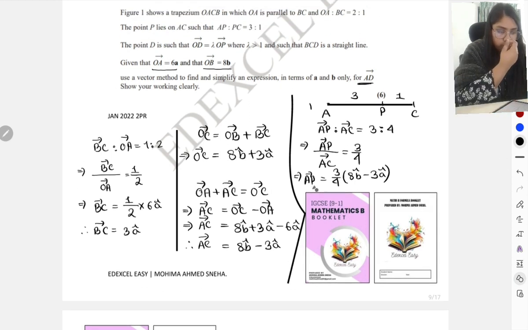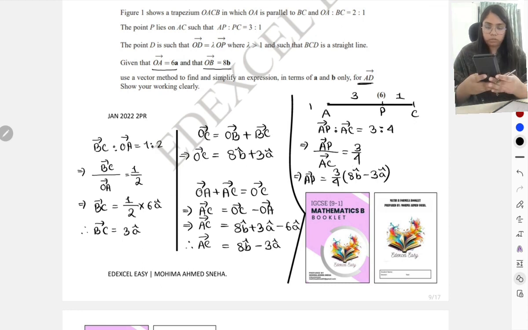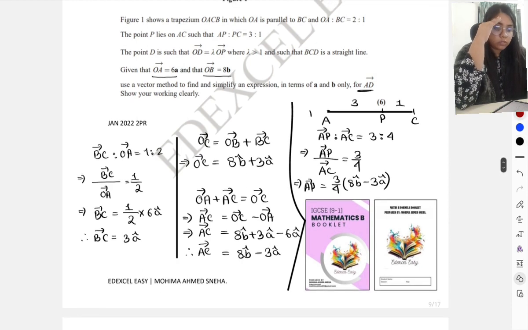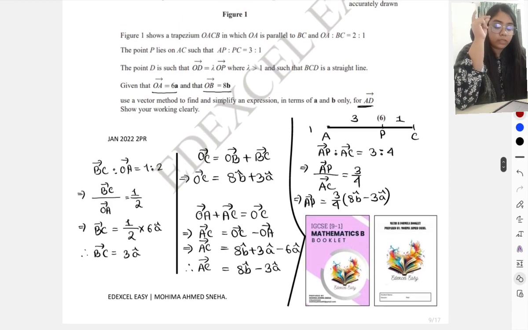Another thing, you can just keep the expression for AP like this, or you can obviously break it and write it in a more simplified way, which is going to be what? 3 by 4 into 8 is going to be 6B, and 3 by 4 into 3A is going to be 9 by 4A, right? So I'll just keep it like this because I do not have much space over here also. So we have calculated the length for AP, right?